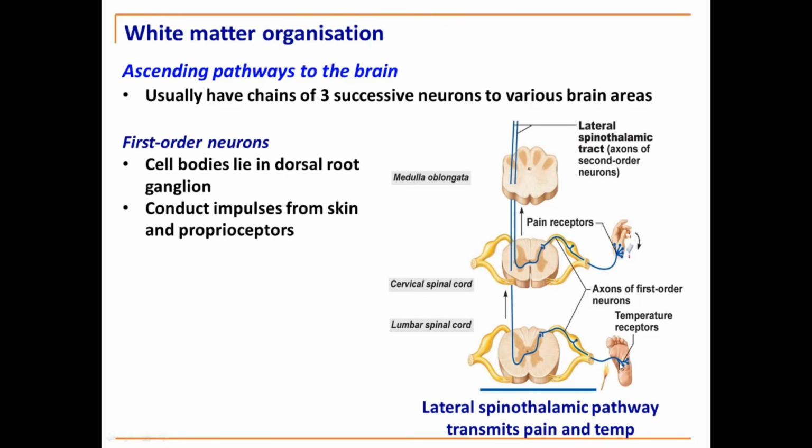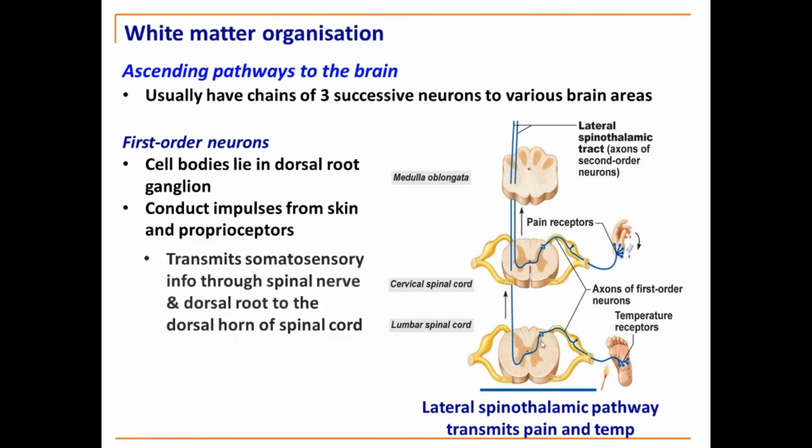It's stimulating both. So for the first order neurons, the cell body lies in the dorsal root ganglion. Remember, your sensory neuron comes in through the spinal nerve, up through the dorsal root. The cell body is in the dorsal root ganglion, and then it comes in and synapses at the dorsal horn. It's helping to conduct impulses from skin and proprioceptors, etc. So that's the general picture when we're thinking about first order neurons.